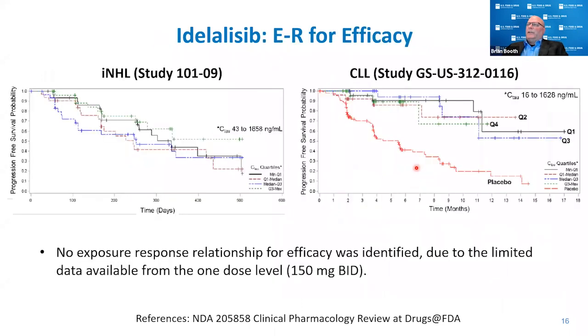Okay, so moving on, if we look at the efficacy outcomes, you can see for progression-free survival that the exposure quartiles keep crossing over each other. So indicating we're not really seeing any exposure response. That's the same in the CLL trial. And it's kind of an indication to us that we're probably on the flat part of the dose response curve for efficacy.